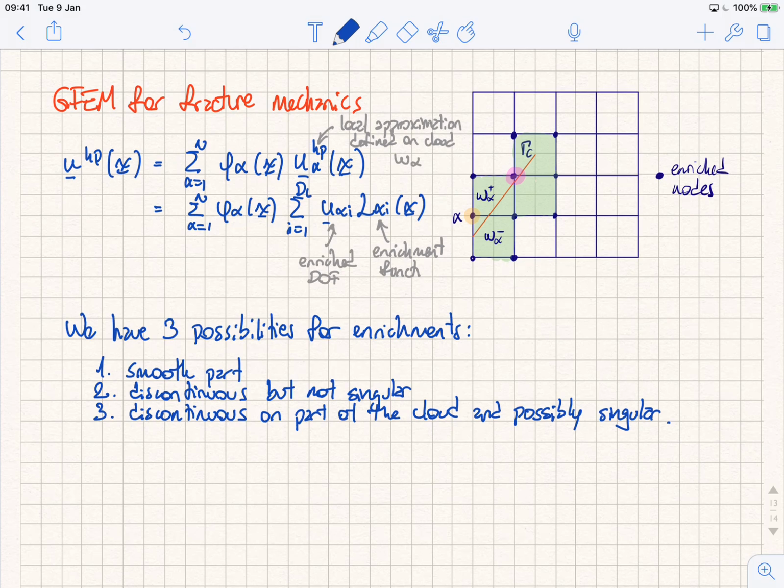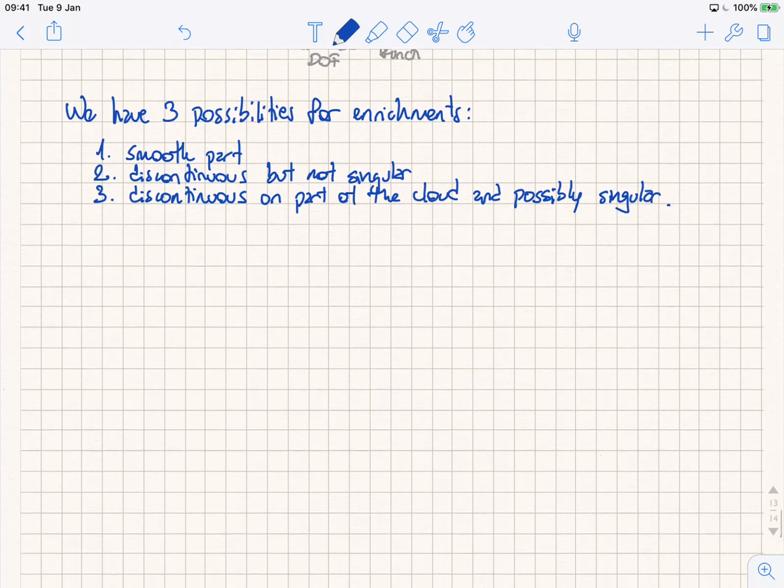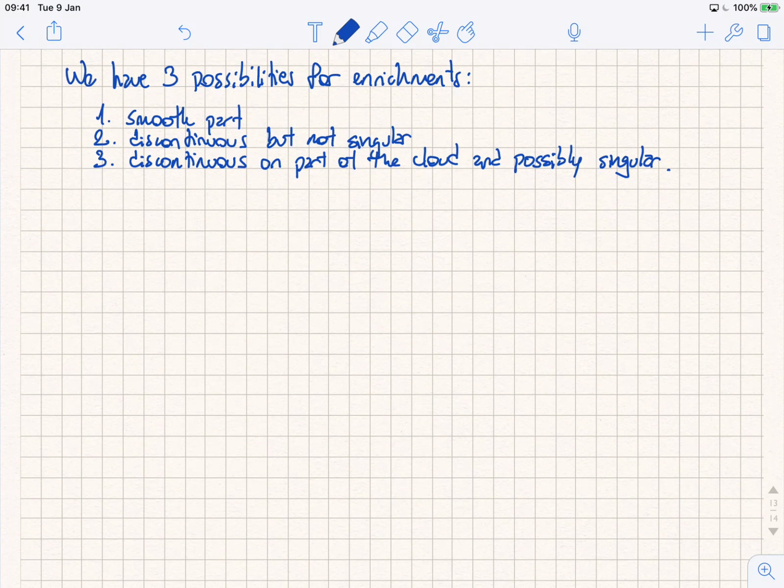So if you want to capture that singularity, then you have to add an enrichment function that behaves in that way. So what better choice than just take those functions that are given to you by the linear elastic fracture mechanics theory to reproduce that. So again, when you're adding something to the approximation, if it is useful, Galerkin is going to tell you. Otherwise, it's going to be assigned a 0 degree of freedom, and then it's not going to be used. Okay. So let's take a look at these different types of enrichment. So for the first one, this doesn't change from what we have seen before.